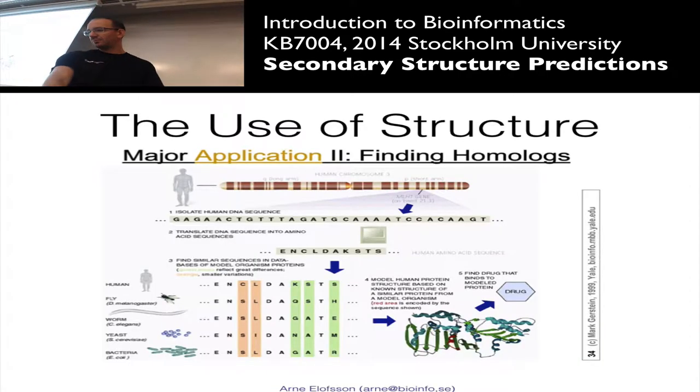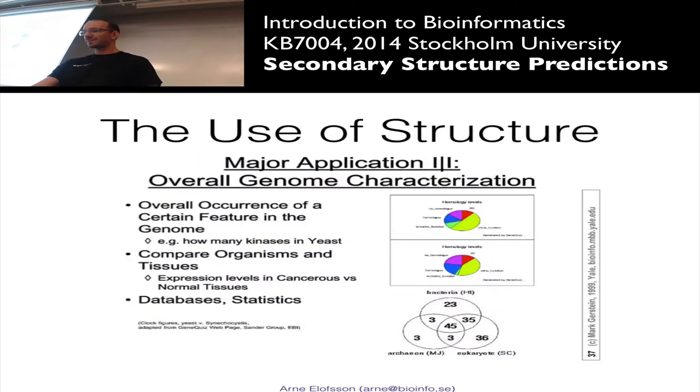As I said, you can also find homologs. You can classify things, so if you find a similar structure, you can find different homologs. At least that used to be the case. Nowadays, I would say it's not so important, just because the sequence matters much better, and we have more data.